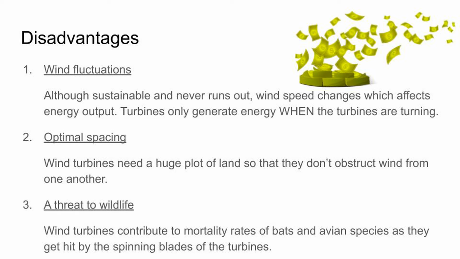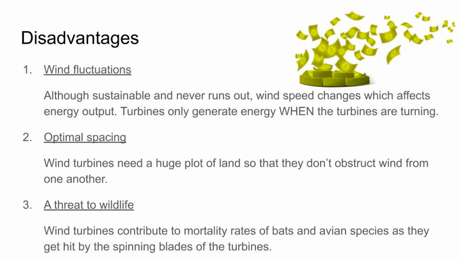Now on to the disadvantages of wind energy. Firstly, fluctuation of wind speeds affects the amount of energy generated. Although wind always exists and can never run out, the speed of the wind can affect energy output. It is only when a strong enough wind blows, which causes the blades to move, that the wind turbine will generate energy. This means that wind energy is not a constant source of energy, as strong winds occur at only certain times.